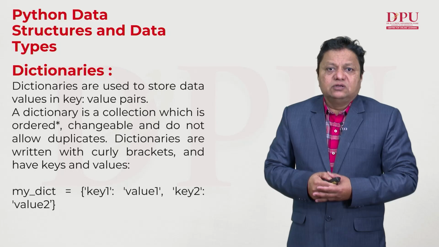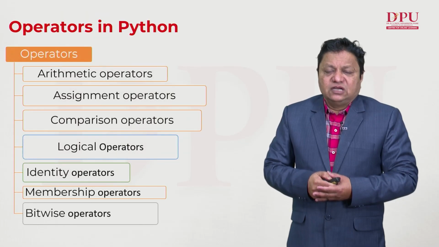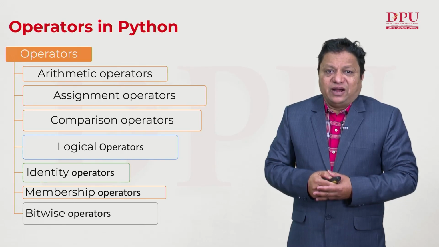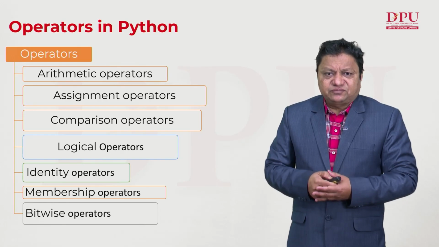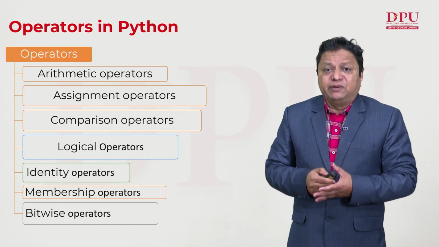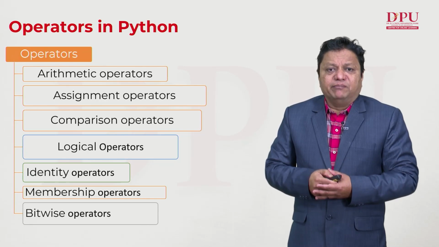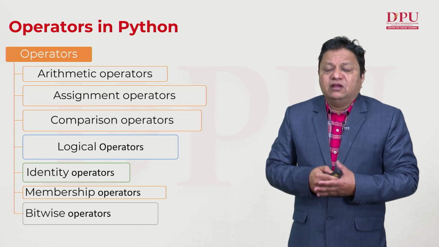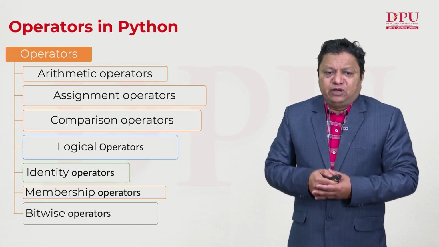Now, let us see what are the operators available in Python. Basically, in order to perform arithmetic, we have arithmetic operators. In order to perform comparison, we have comparison operators. In order to assign a value to a variable, we have to use the assignment operator.